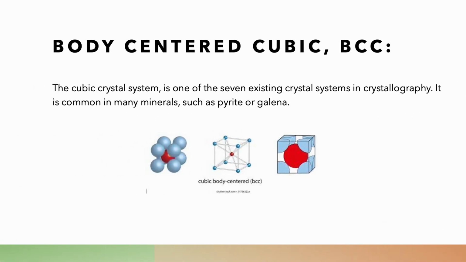The body-centered cubic, or BCC, also called isometric, is one of the 7 existing crystal systems in crystallography. It is common in many minerals, such as pyrite or galena.